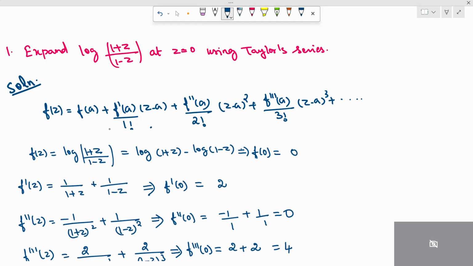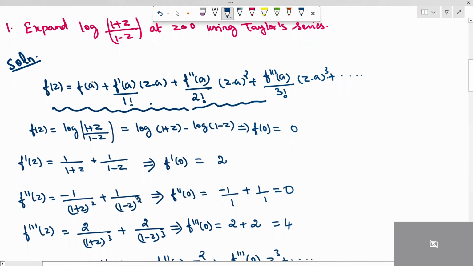f of z is equal to f of a plus f dash of a by 1 factorial into (z minus a) plus f double dash of a by 2 factorial into (z minus a) whole square plus f triple dash of a by 3 factorial into (z minus a) whole cube plus etc. In step 1 we write the Taylor series formula, and then we find all the derivatives, f dash of a, f double dash of a, f triple dash of a, one by one, and then substitute in this formula to get the required Taylor series.